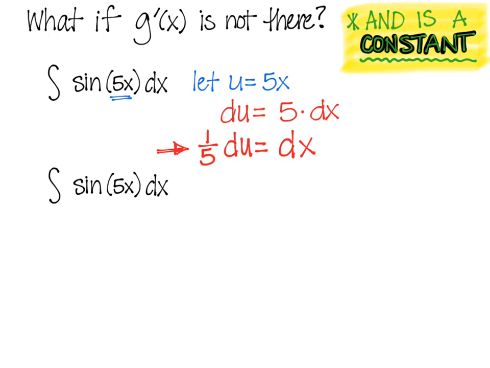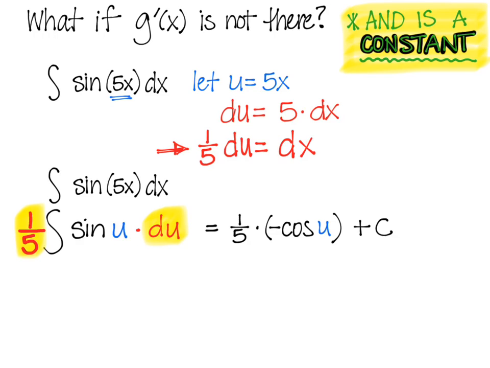So in the original problem, I replace everything, and you'll notice that there's my 1/5 du that I replaced the dx with. And now I can take the integral of sine, since it's just a single function, that's negative cosine, and I have the constant out in front, so it's still there. And then I distribute that negative, and then the u becomes 5x because I did the substitution back.